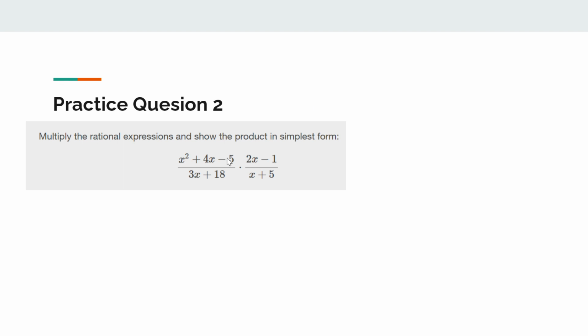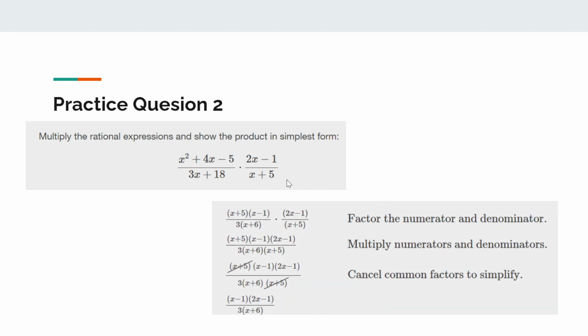Okay, so here's the answer. You have to first do the factoring for the numerator and the denominator. So if you factor this one, you'll get x plus 5 times x minus 1. And here you can also factor out the 3, so it will give you just 3 times x plus 6. And for these two, you don't have to do the factoring because they're in the simplest form. And then you can start multiplying.